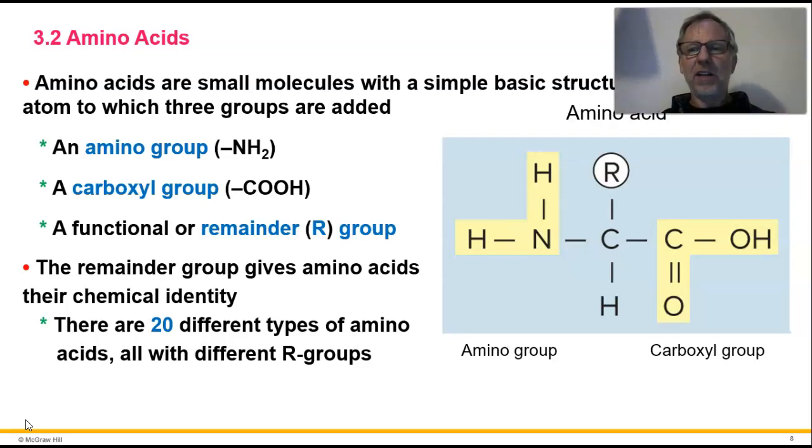And then finally, looking up from that central carbon, there's an R with a circle around it. That's called the remainder group, or R group for short. Different amino acids have different remainder groups, clusters of atoms stuck together. In fact, there are 20 different amino acids that living things use to make proteins. So you and I have 20 different amino acids in the cells of our body. And these 20 different amino acids are made possible because each of the 20 has a different remainder group.